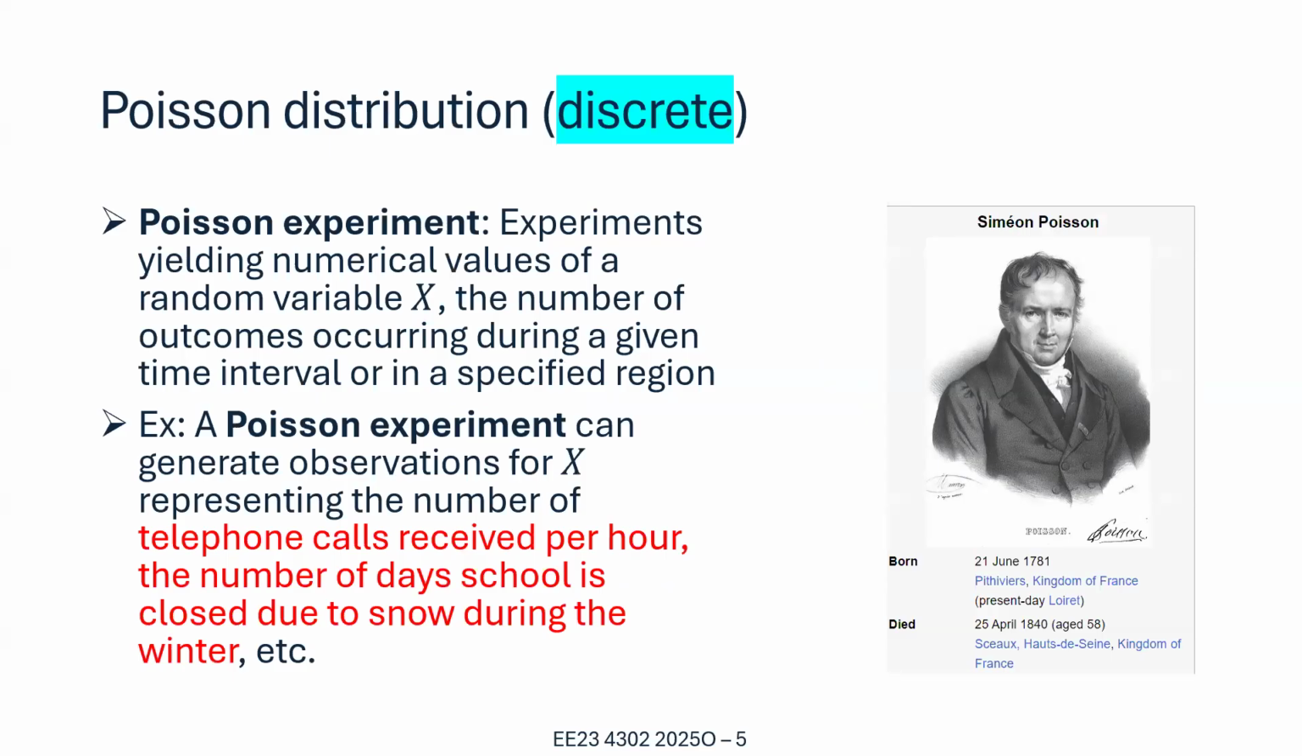So one example here is the Poisson distribution for the discrete variable. Here we begin from the Poisson experiment. The binomial distribution has the experiment called the Bernoulli experiment, and for Poisson.